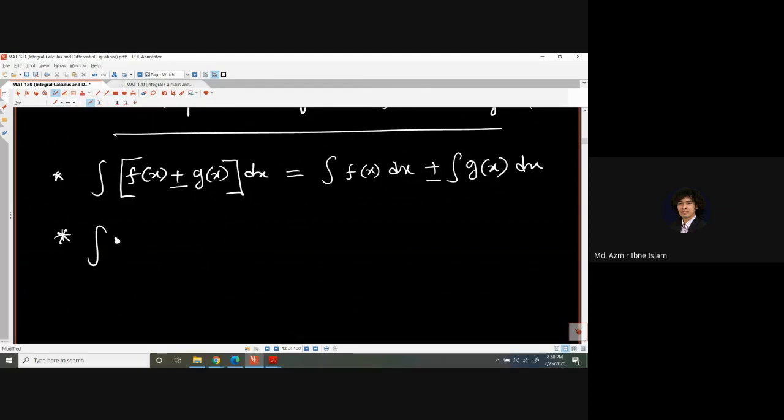Suppose we have a constant with f(x), that means c times f(x) here, and we are integrating with respect to x. Since c is the constant, we can pull out c before the integral part. So the result of the left part and the result of the right part is the same. So this is another property.